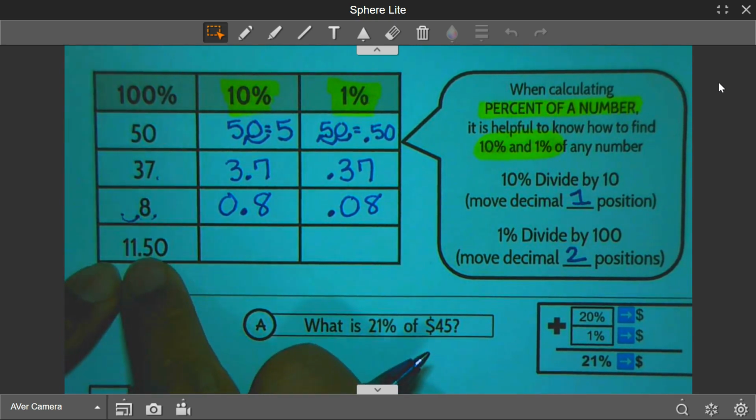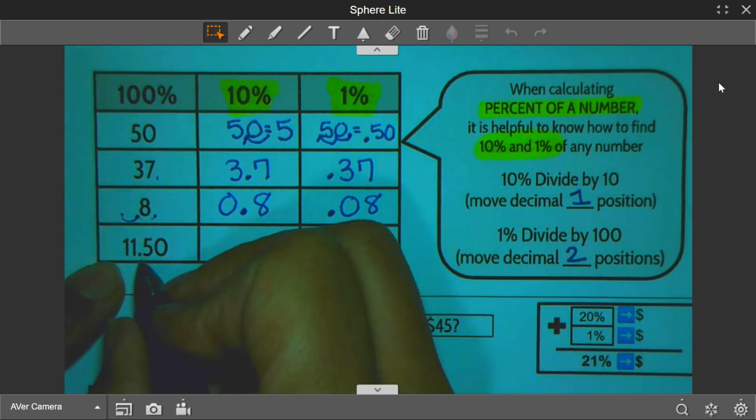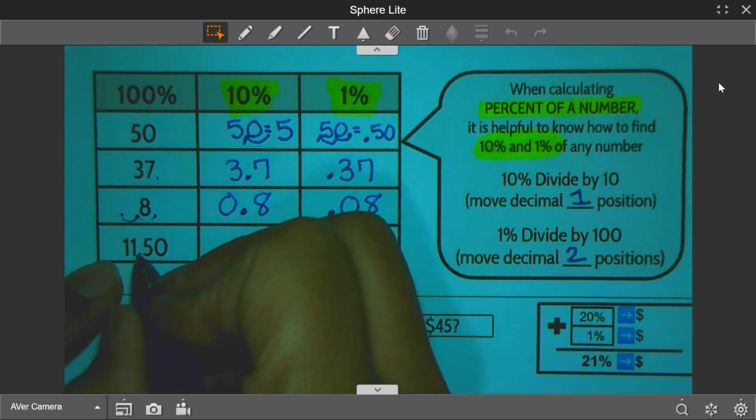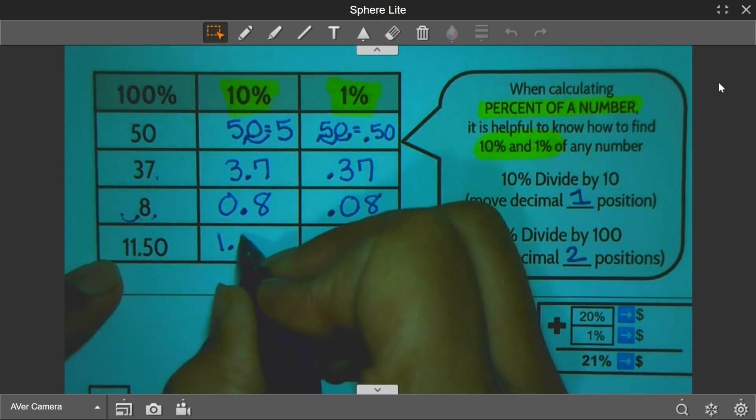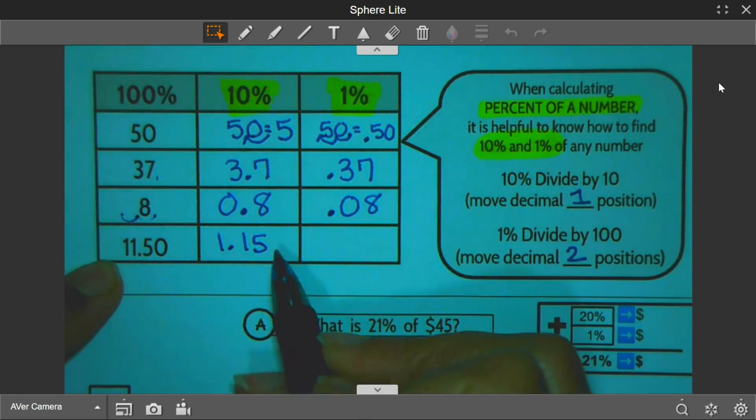All right, now $11.50. I'm still going to divide by 10, still move it over once. So that is $1.15. The 0 at the end doesn't change the amount, so it could be there or not.